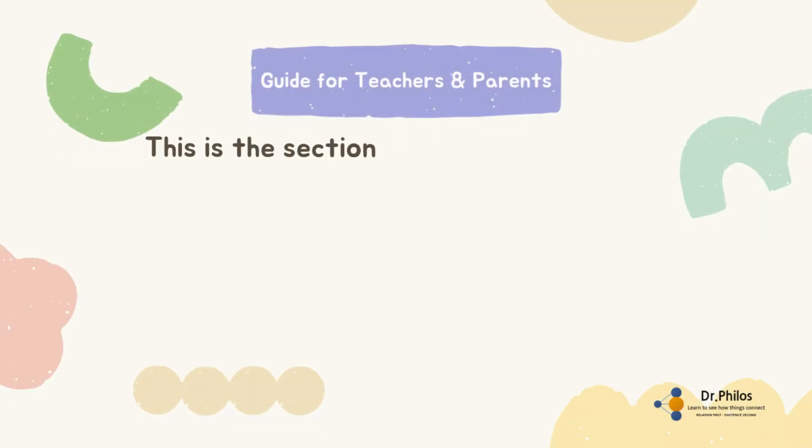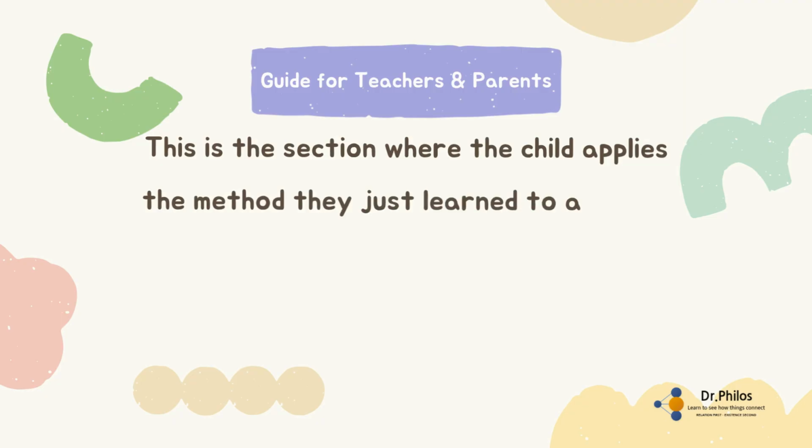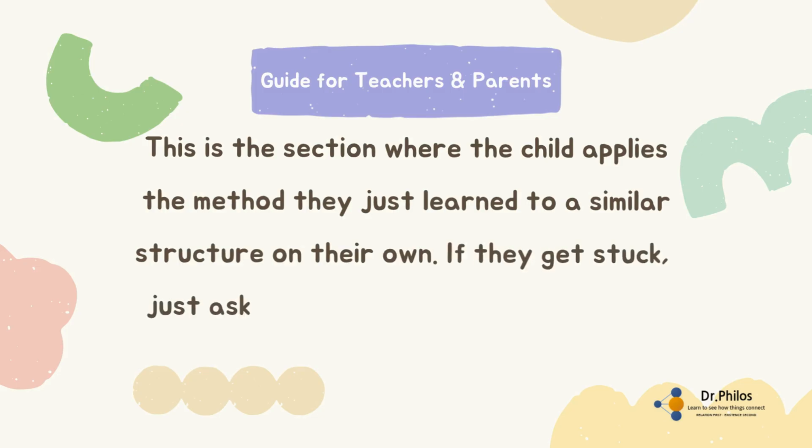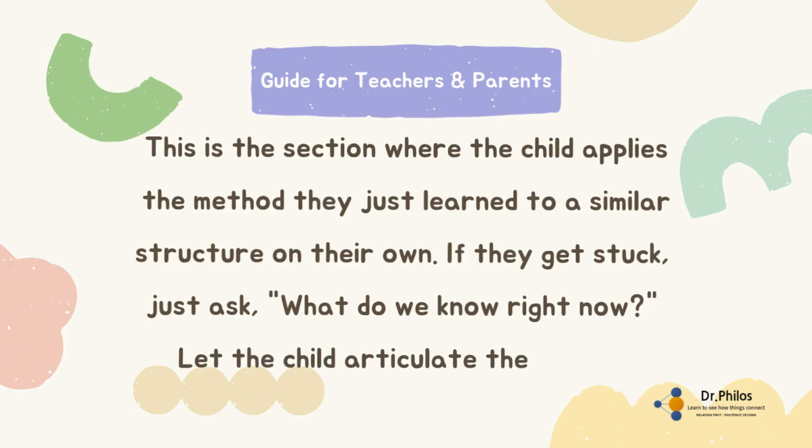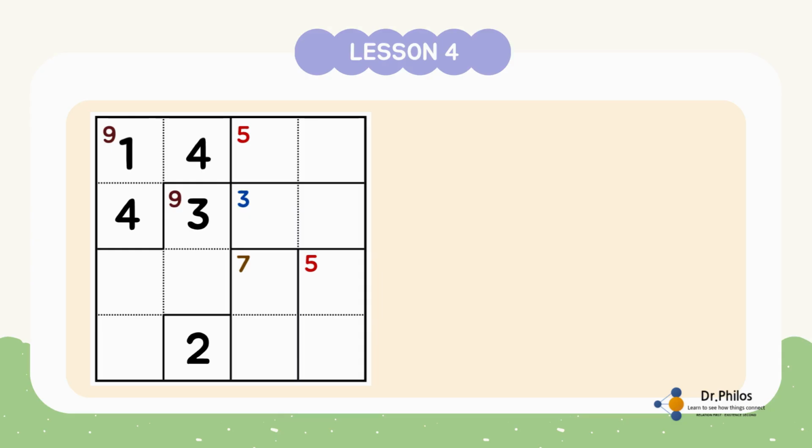This is the section where the child applies the method they just learned to a similar structure on their own. If they get stuck, just ask, "What do we know right now?" Let the child articulate the method. Now, erase 1, 1 and 1, 2. Let's pretend we haven't found them yet, and try to figure out 3, 1, 3, 2, and 4, 1 first.